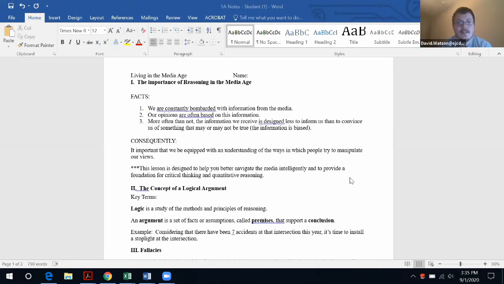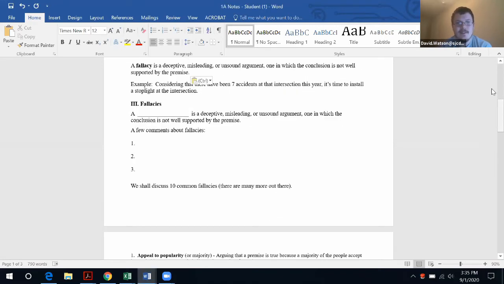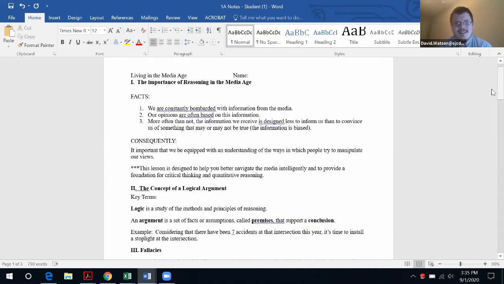All right, so first up, the concept of the logical argument. So just a few keywords first. Logic is the study of methods and principles of reasoning. So it's just how to reason correctly, essentially. An argument is a set of facts or assumptions called premises that support a conclusion. So the premises are the assumptions that you start with. Conclusion is what you draw from those premises, right?